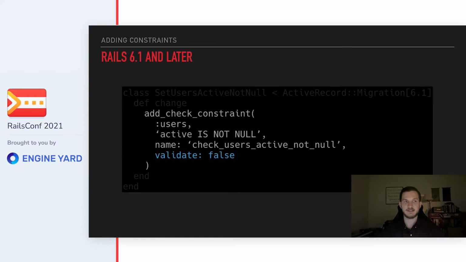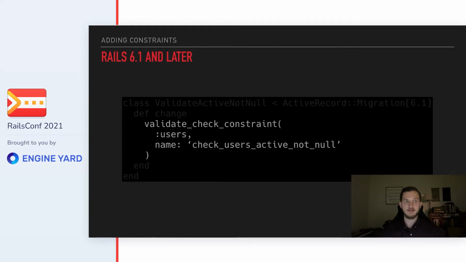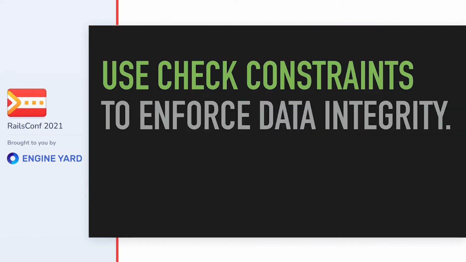And you can see here that it has the same pieces: the table name, the constraint clause, the name of the constraint, and again, importantly, the instruction to not validate it when adding it to the table. And the DSL for validating it is very similar, called validate check constraint. Another nice feature of the Rails 6.1 DSL is that check constraints are included in the schema dump now. So it's much easier to keep multiple environments and development environments in sync and up to date. The bottom line is you can use check constraints rather than column constraints to enforce data integrity in your database.